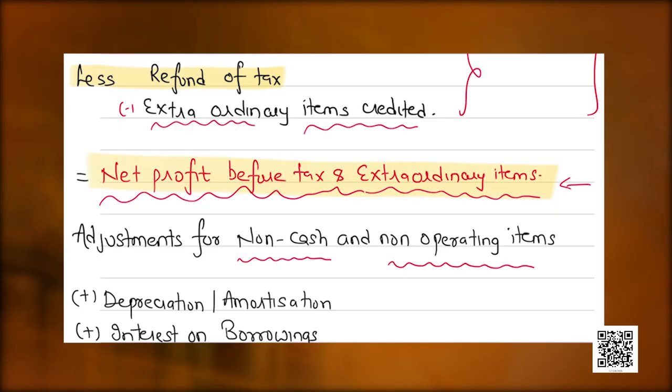So, if you find any such non-cash expense in your statement of P&L, just add it back, right? And one more thing, loss in the value of any intangible asset is known as amortization, like writing off goodwill, patents, trademarks, etc. So these two are non-cash expenses. And there is one more very common thing in our profit and loss account, that is interest on borrowings. It is a charge, but it is not my operating thing. So we have to add it back.